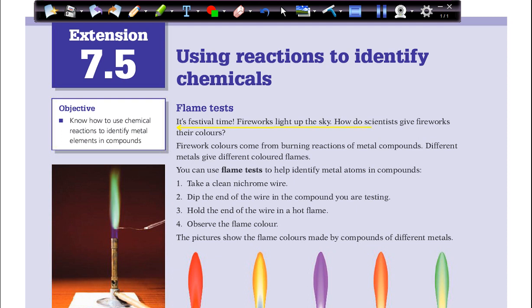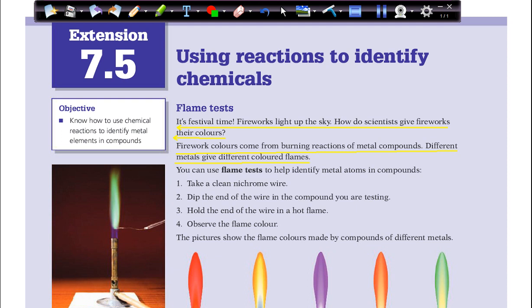It's festival time. Fireworks light up the sky. How do scientists give fireworks their colors? Firework colors come from burning reactions of metal compounds. Different metals give different colored flames. We said the burning reaction, we call it combustion reaction, that releases heat to the surroundings.